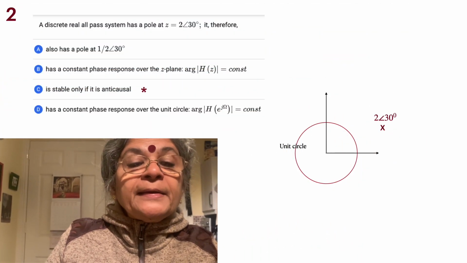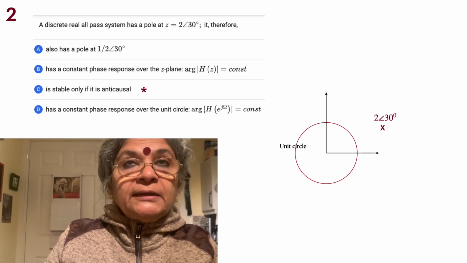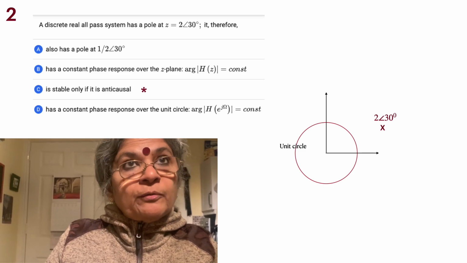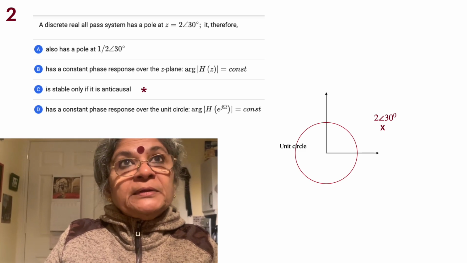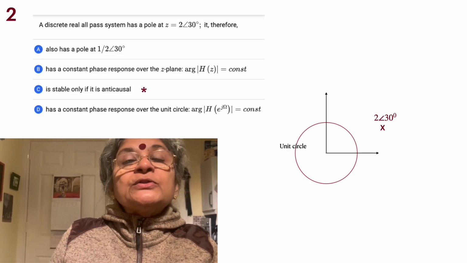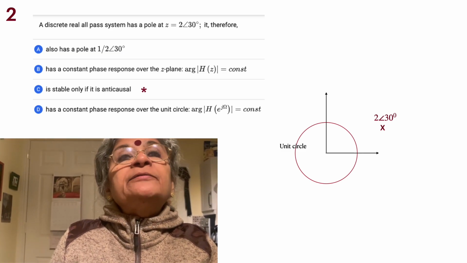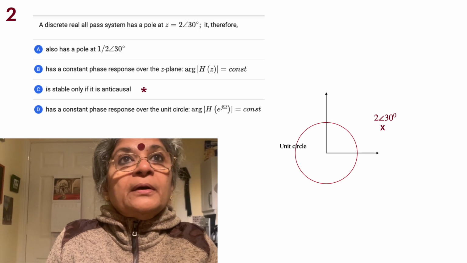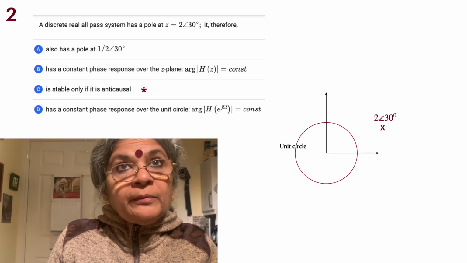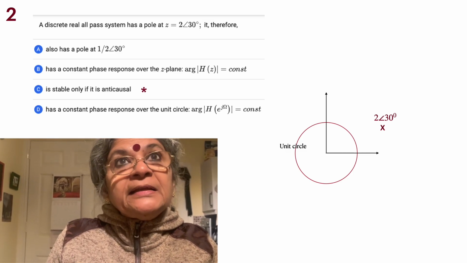A discrete real all-pass system has a pole at z equal to 2 angle 30 degrees. As I said earlier, this is the polar representation of a pole, wherein it occurs with a magnitude e raised to sigma t equal to 2. If e raised to sigma is maintained constant, as in this case, then we have a circle. That's the reason why we have e raised to 0t as a unit circle, or sigma equal to 0, a circle without any attenuation, or a signal without any attenuation.